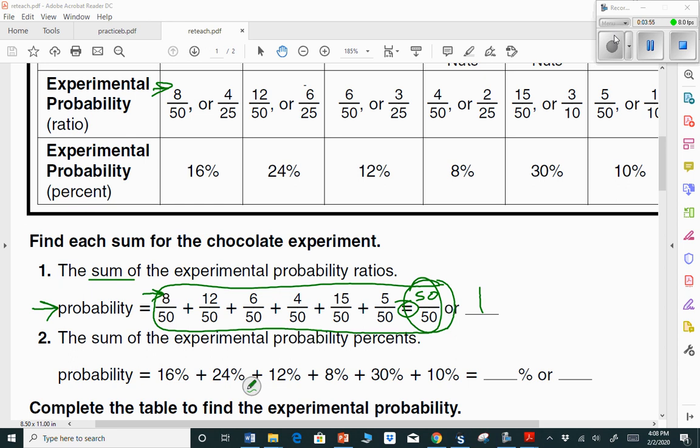And that has to be true, that all of the experimental probabilities have to add up to 1. And then down here, they're just showing you that that's true as percents as well, assuming we didn't round any of these percents, which we did not. That if you add up all of these numbers, they're going to add up to 100% or 1 again. Okay, so it always has to add up that way.